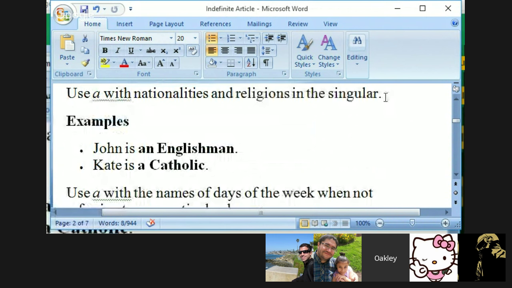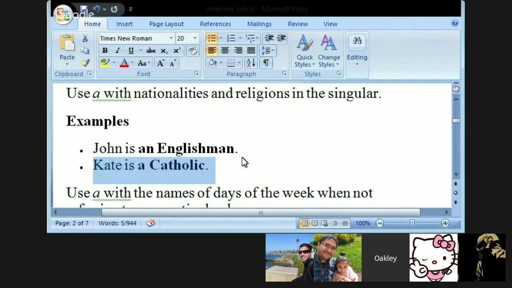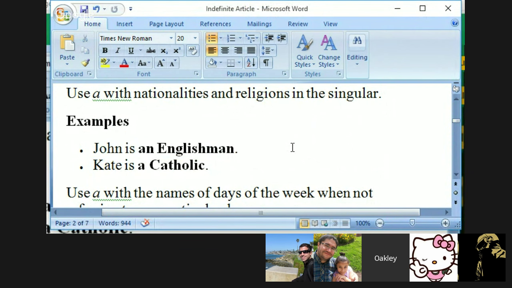Okay, nationalities and religions. When we're talking about a specific person, for example, John is an Englishman, Kate is a Catholic. If we're talking about the group in general as a whole, then it would be, for example, the Chinese are very thrifty people. I don't know, whatever. The Muslim religion is widespread throughout the Middle East, like that.